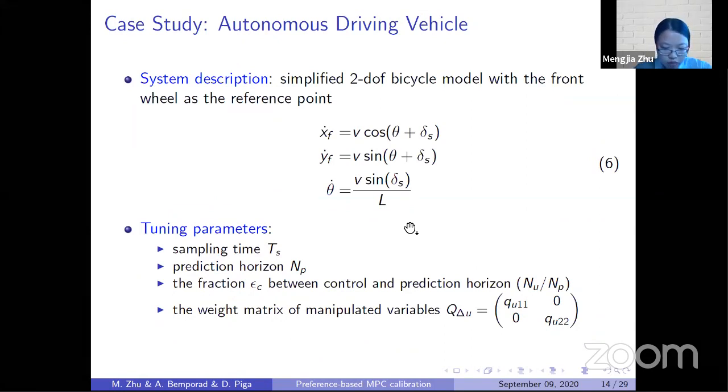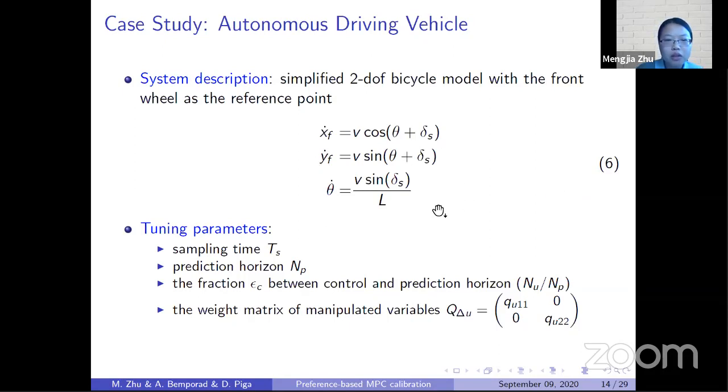A simplified 2 degree of freedom bicycle model with the front wheel as the reference point is used to describe the dynamic behaviors of the system as shown here. And 5 tuning parameters are used in this test scenario, which are the sampling time, the prediction horizon, the fraction epsilon c between control and prediction horizon, as well as the entries for the weight matrices of the manipulated variable Q and delta U.